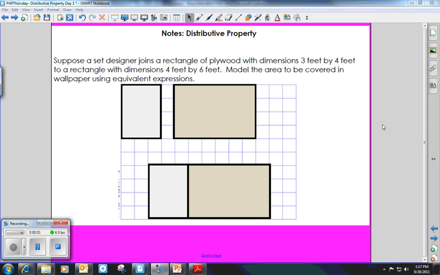This notes video is on distributive property. We're going to talk about how you can go about solving the same problem two ways. In our first problem up here, a set designer has two pieces of plywood, one with the dimensions of 3 by 4 and the other with the dimensions of 6 by 4.